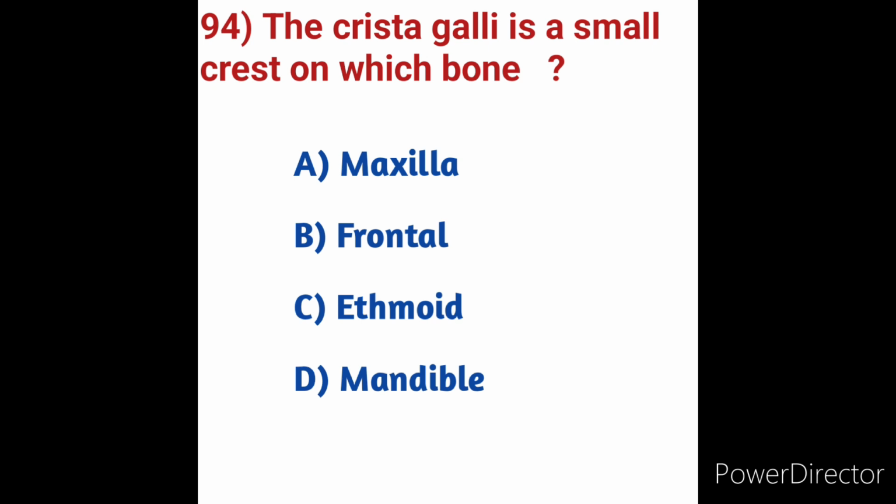The crista galli is a small crest on which bone? We will see the options here. Option A maxilla, option B frontal, option C ethmoid, option D mandible. The crista galli is a thick midline smooth triangular process arising from the superior surface of the ethmoid bone and projecting into the anterior cranial fossa.